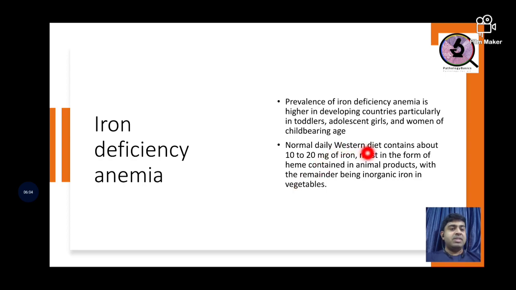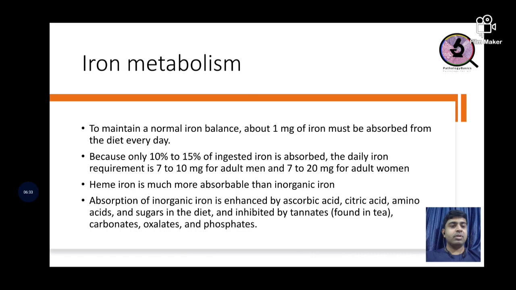Now, the normal Western diet contains 10 to 20 milligram of iron because ingestion of animal products is more. Heme is the form of iron in animal products. The remainder of iron is inorganic iron found in vegetables, but that is in lesser quantities. Therefore, in developing countries, especially for those who have a vegetarian diet, supplementation with iron is very important, especially in adolescent girls, menstruating girls. Before we understand iron deficiency anemia, we need to understand iron metabolism. To start with, around 1 milligram of iron is required from the diet every day.